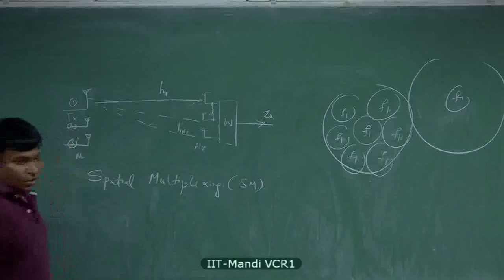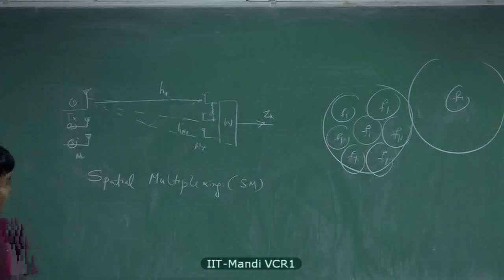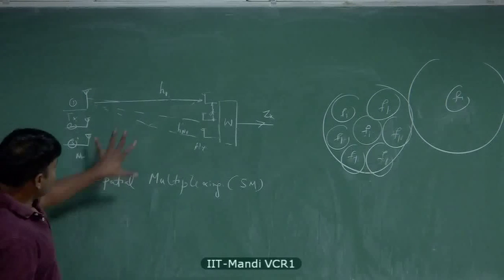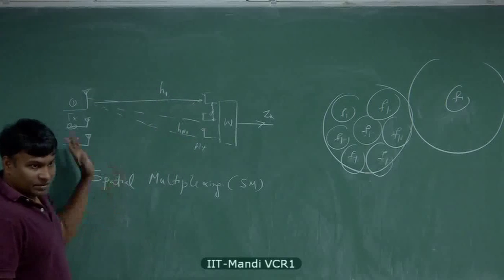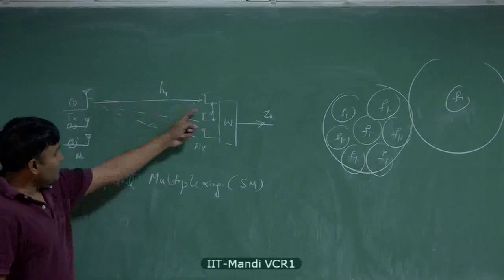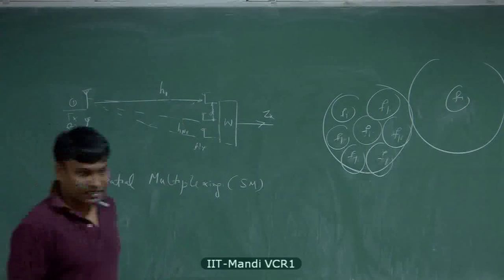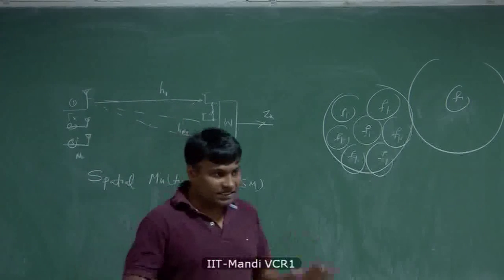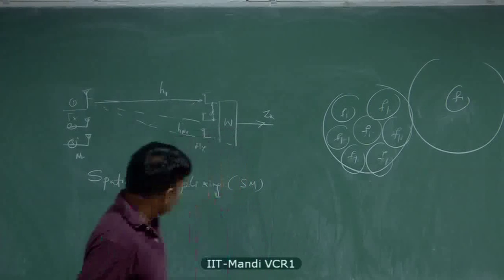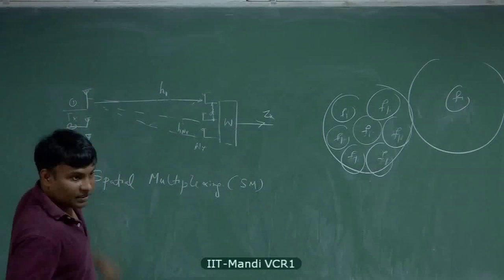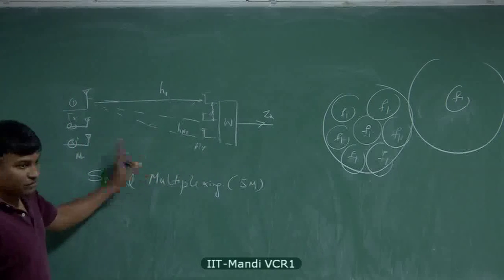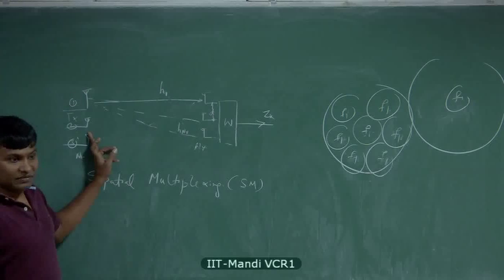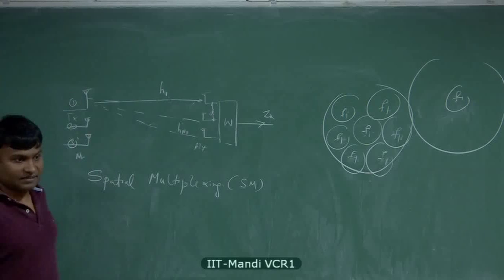For this to work, you need to have a very rich scattering channel where the channel obeys this IID property. That is, all the channel gains between any pair of links have to be statistically independent. So you need a very rich scattering channel so that you can reliably distinguish these signals. In other words, if you are close to the base station and if you have line of sight, it's very, very hard to separate these signals.